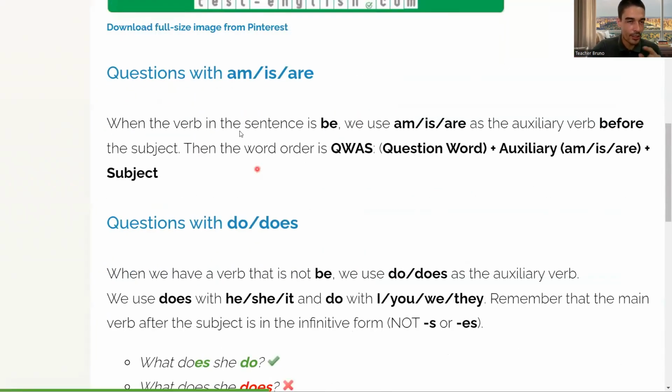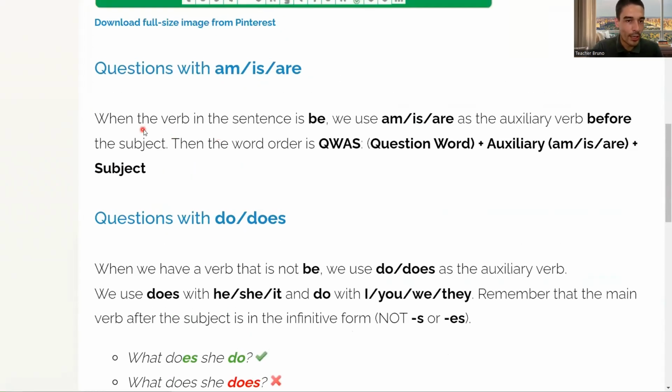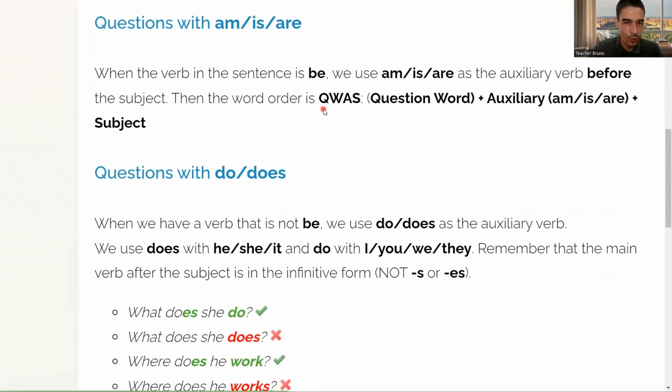Let's take a look now. Let's study questions with the verb to be: am, is, are. When the verb in the sentence is the verb to be, this is the auxiliary verb. Question word, auxiliary, and subject. The auxiliary is the verb to be.